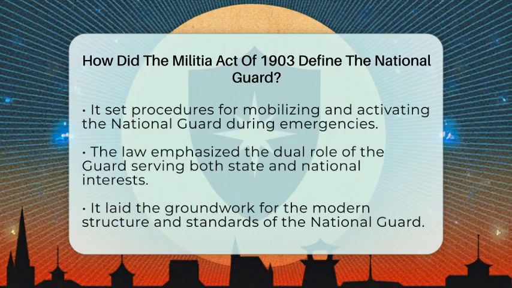In essence, the Militia Act of 1903 formally recognized the National Guard as the organized militia of each state, with a dual state and federal role. It laid the foundation for the modern structure of the National Guard, emphasizing discipline, training, and readiness, while ensuring that it could serve both state and national interests effectively.